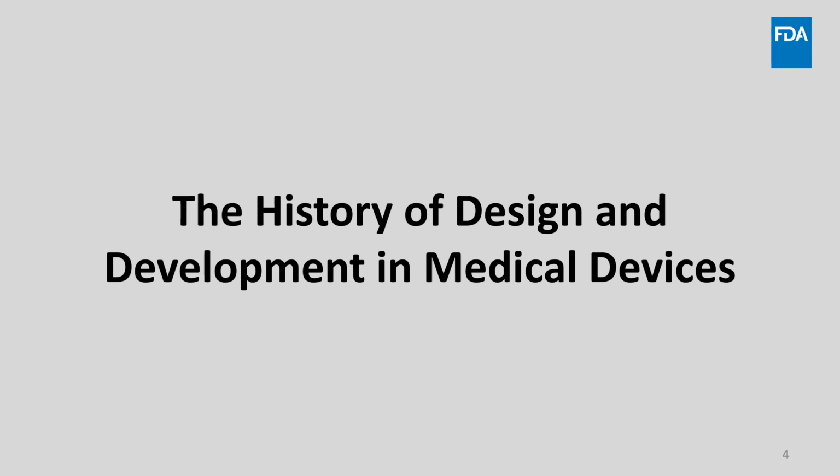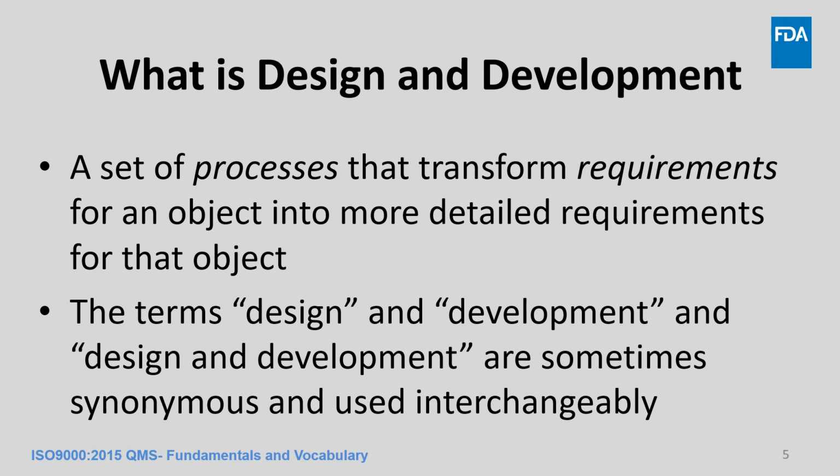To begin, let's look at some history and understand the concept of design and development. What is design and development? The International Standard Organization, ISO, defines it as a set of processes that transform requirements for an object into more detailed requirements for that object. Processes are a set of interrelated or interacting activities that use inputs to deliver an intended result, and requirements are the needs or expectations that are stated, generally implied, or obligatory. The ISO definition further states that the terms design and development are synonymous with one another and can be used interchangeably.